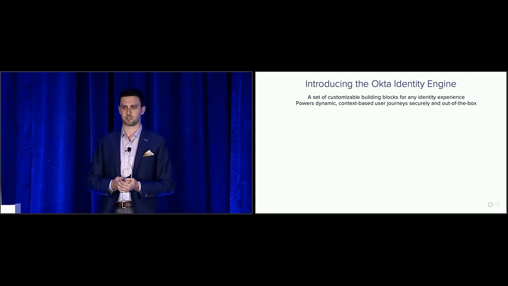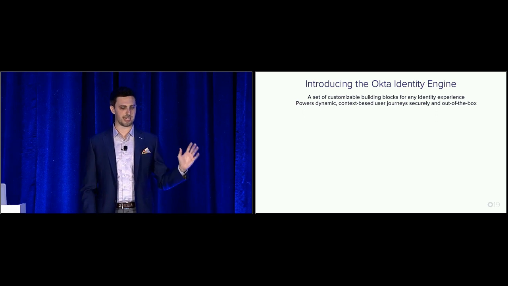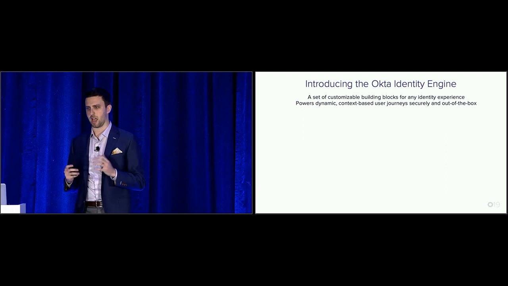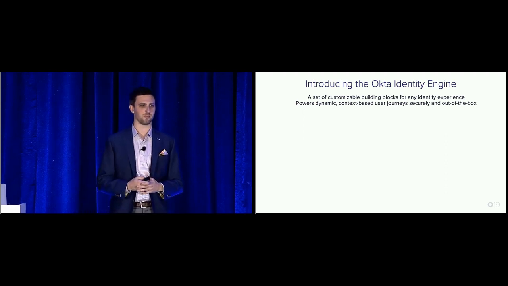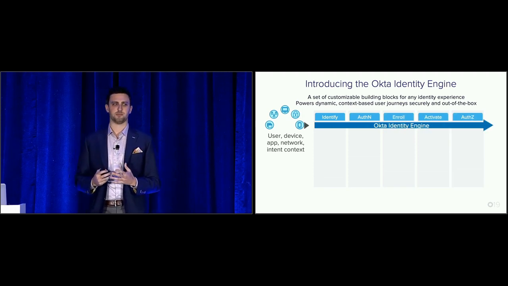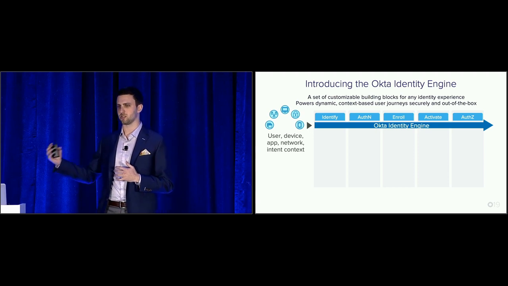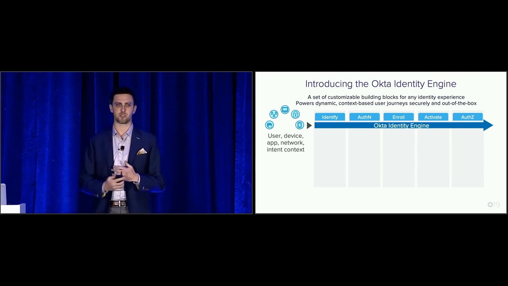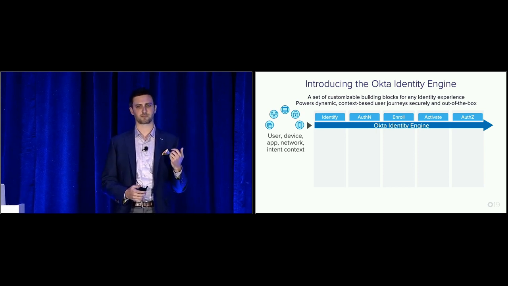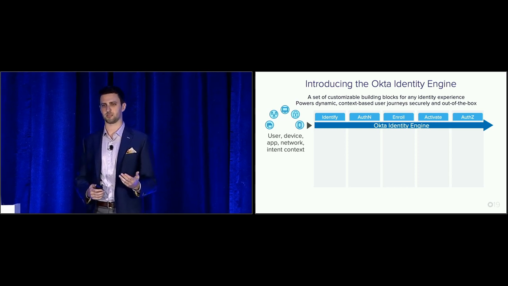So it's a set of customizable building blocks for any identity experience. It powers a dynamic context-based user journey securely, and again, out of the box using Okta configuration with low to no code. So how does it work? It's the same context that we had before with device, applications, users, and it flows through the series of steps, starting with identify. We need to know who the user is that's trying to access these applications or these resources.